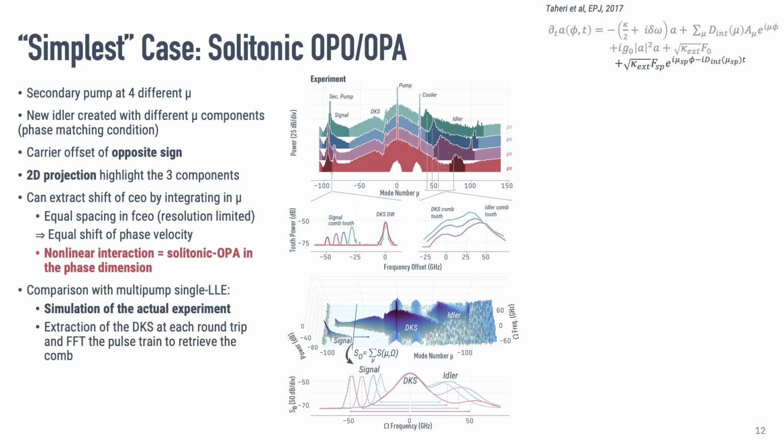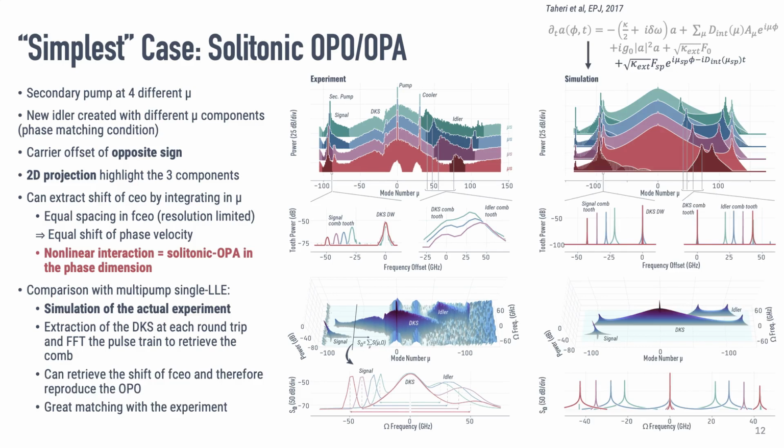We can do a coupled LLE, which is an equation that was introduced by Hossein Taheri in a very nice paper, where you can introduce another driving force based on the mode that you're pumping and the integrated dispersion where you send it. And if you reproduce exactly the experiment, which means you're not only simulating the LLE but actually extracting your soliton at every round trip, you recreate your pulse train, then you FFT it. That's the kind of comb that you get.